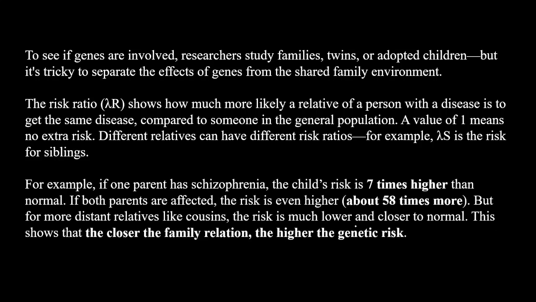So now, for example, if one parent has schizophrenia, then the child risk is 7 times higher. But if both parents are affected, then the risk is even higher, 58 times more. But for more distant relatives like cousins, the risk is much lower and closer to normal. This shows that the closer the family relation, how close you are with the person who is having a disease, the chances are going to be very high. The higher the genetic risk.